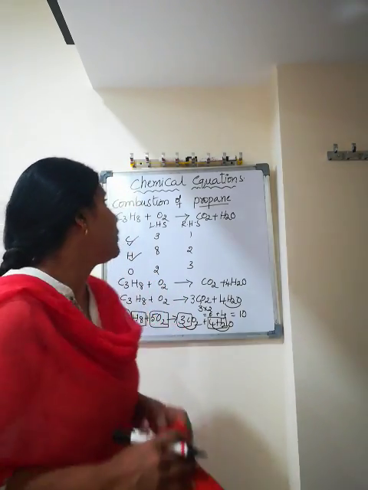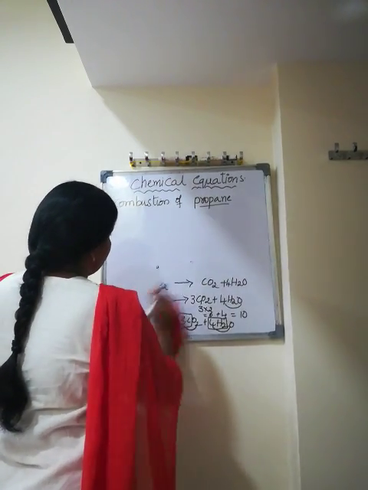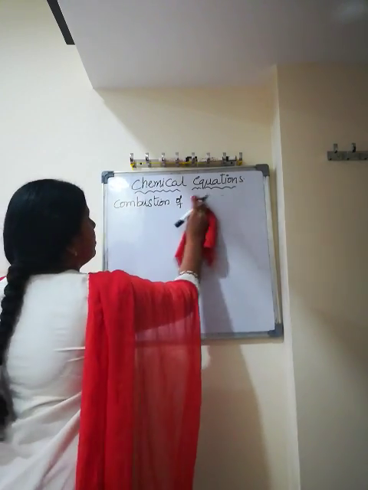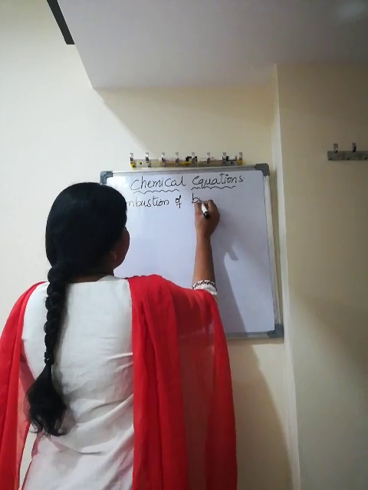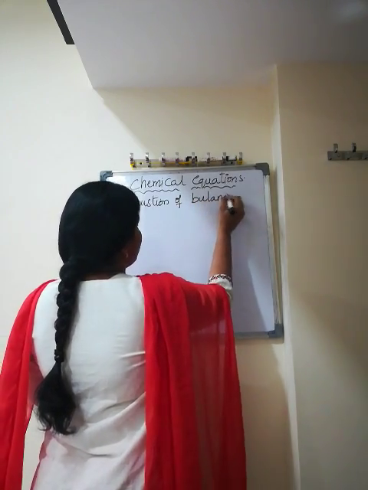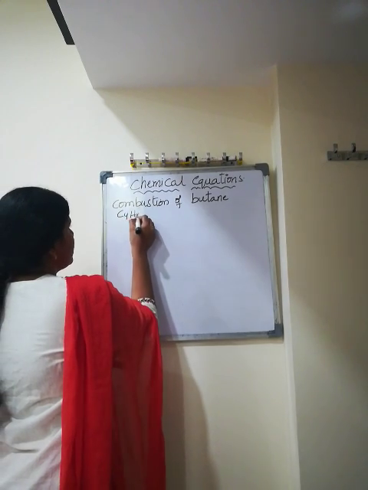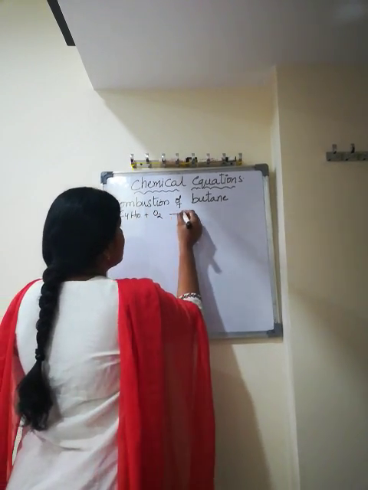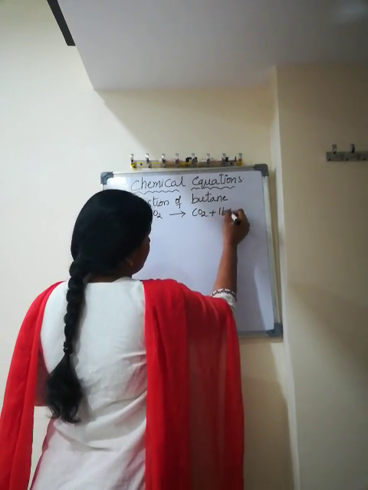Now I want to explain what I told you to do, that is combustion of butane. I already gave you that chemical equation also. Butane formula is C4H10 plus, combustion means reacting in presence of oxygen, and the products formed are CO2 and H2O.